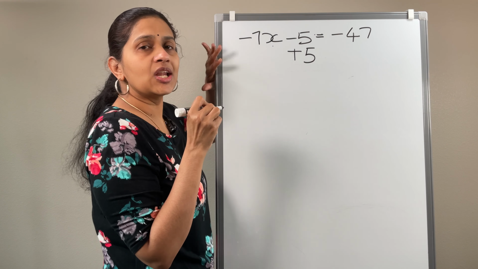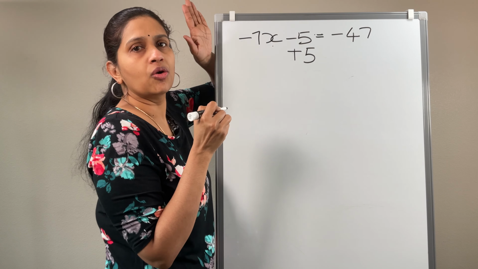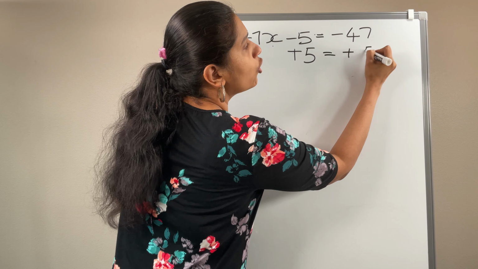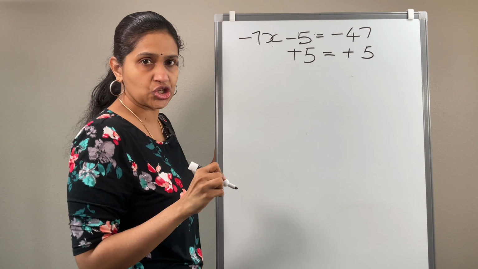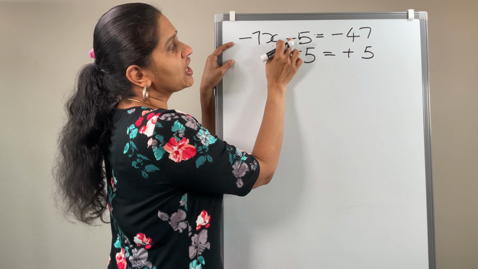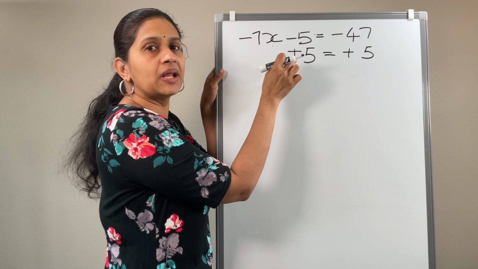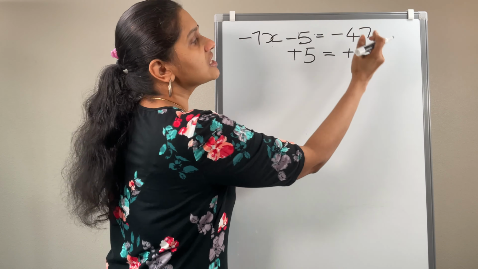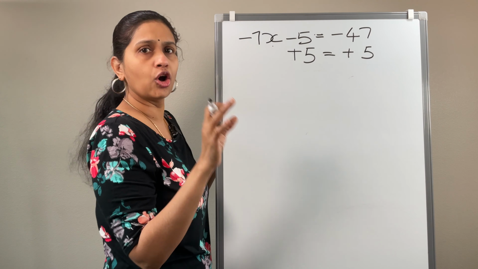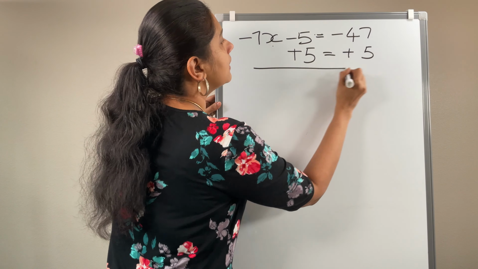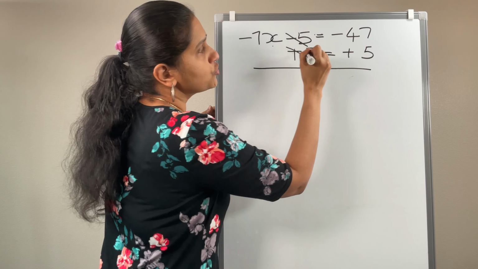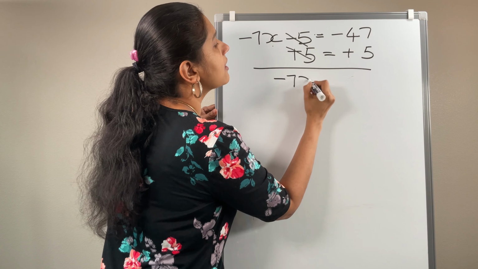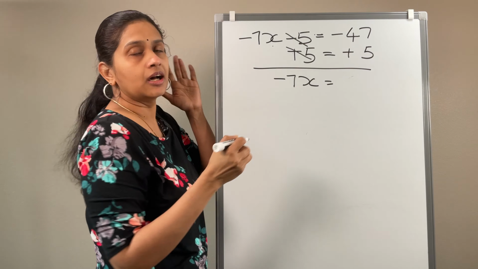When you add or subtract any number on one side, you should do the same thing on the other side also to balance the equation. So, what I am doing is, we have to isolate negative 5. So, I am taking the inverse of negative 5, which is positive 5, and I am doing the same thing on the other side also. Now, what will happen? This negative 5 and positive 5 will get cancelled out and you will be left with negative 7x on the left side.